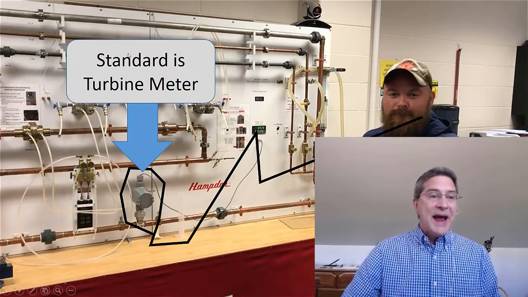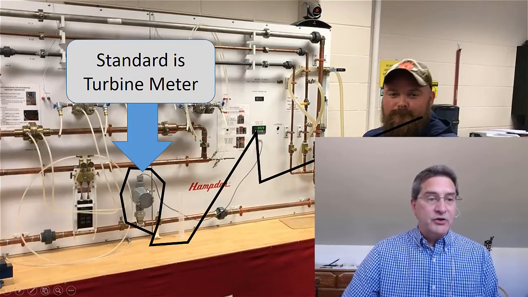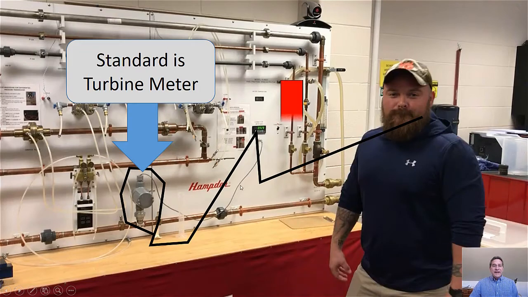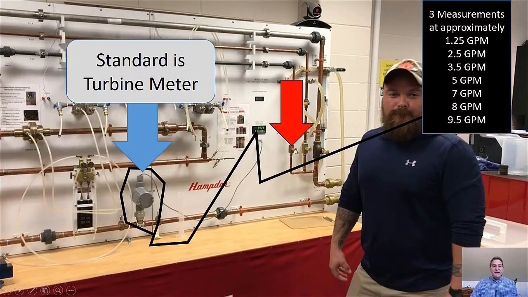So here's what's going to happen. This turbine meter is our standard, and we can set the flow by changing this little valve right here. We're going to set the flow to all these different flows, and we're going to set it at each flow 3 different times. For those 3 times, we're going to look at the flow measurement from the turbine meter. That's our standard. Then we're going to measure it from all of these other devices to give us data to know how accurate they all are.